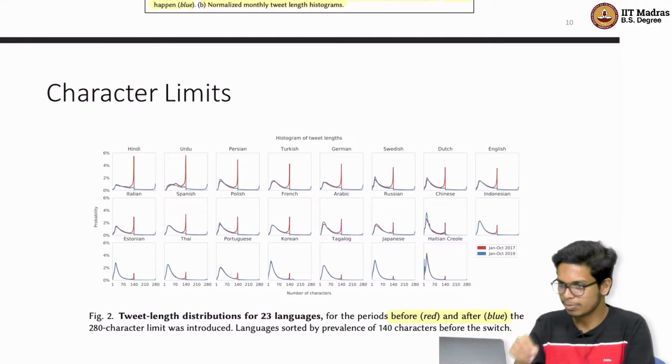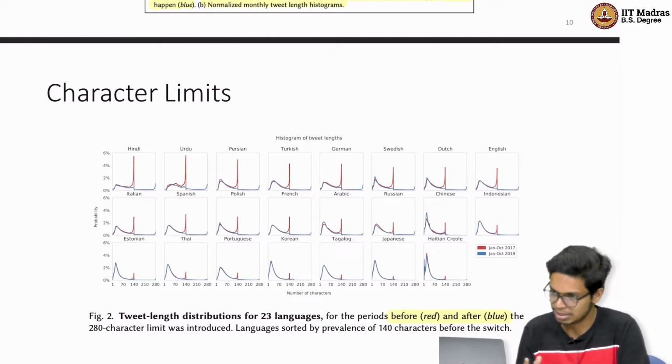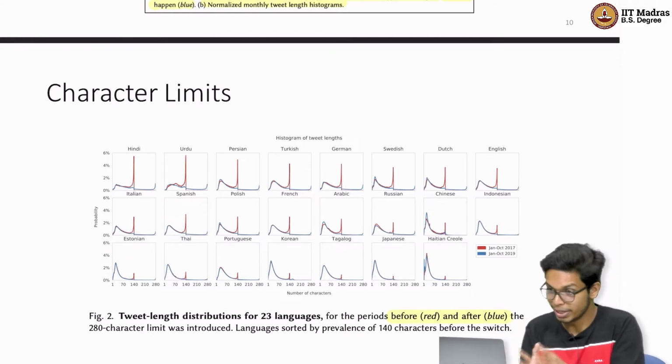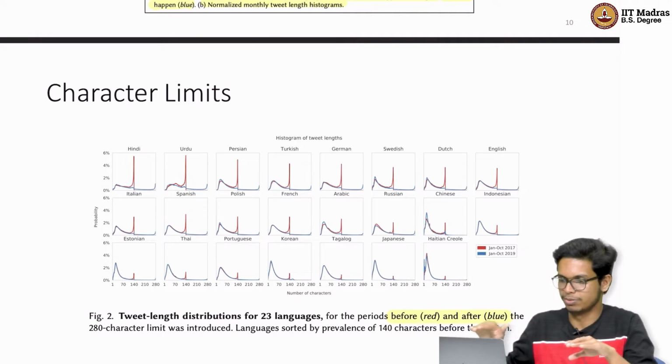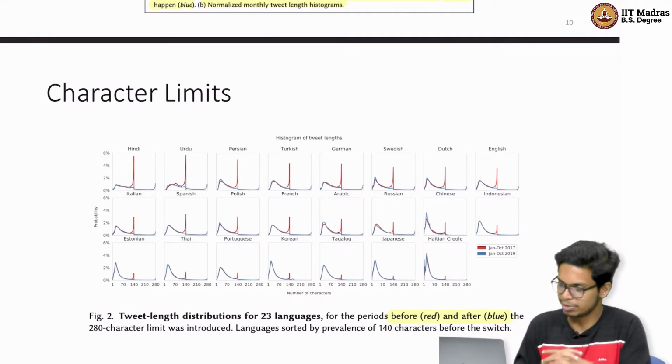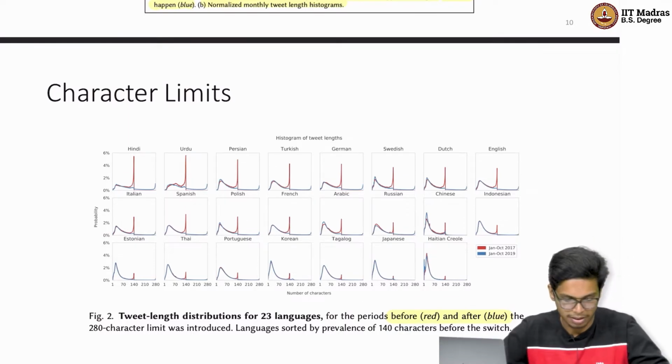And then you also see the blue line, on the other hand, where the blue line represents your tweet length distributions across all these languages after the switch happened, after the character limits were expanded to 280 characters. And you see the plot is much more uniformly distributed, much more normalized, and so on, right?